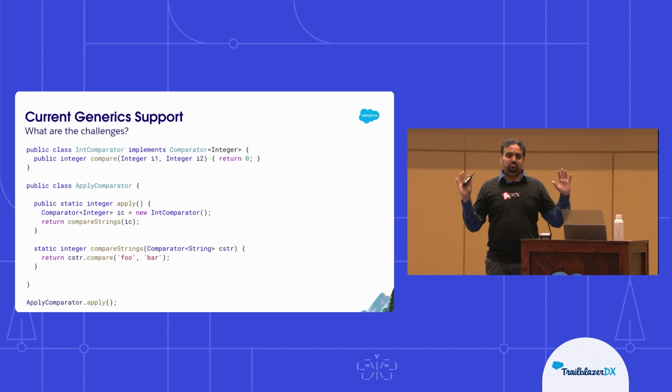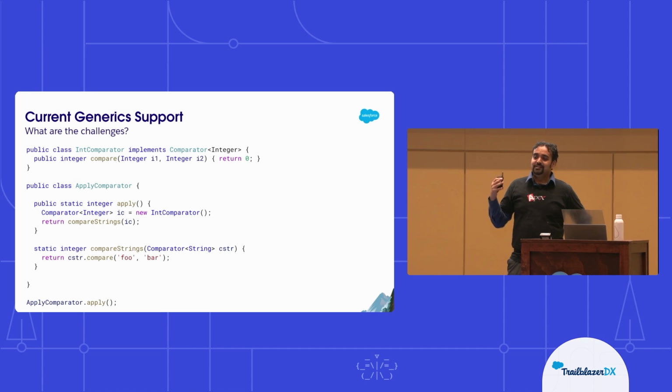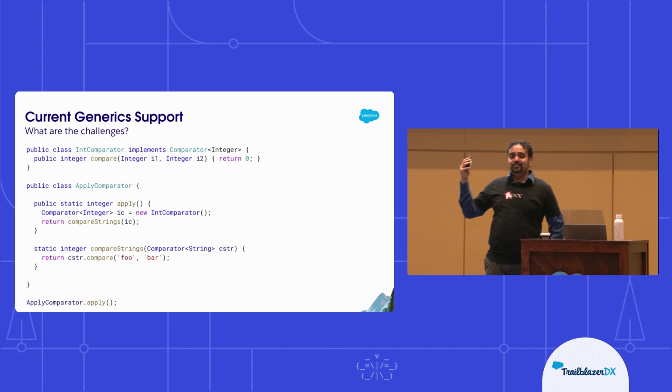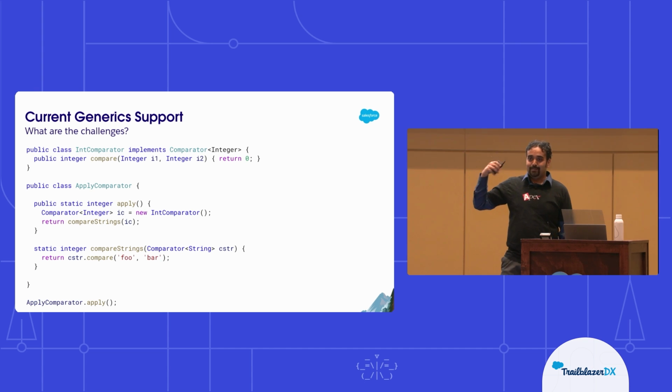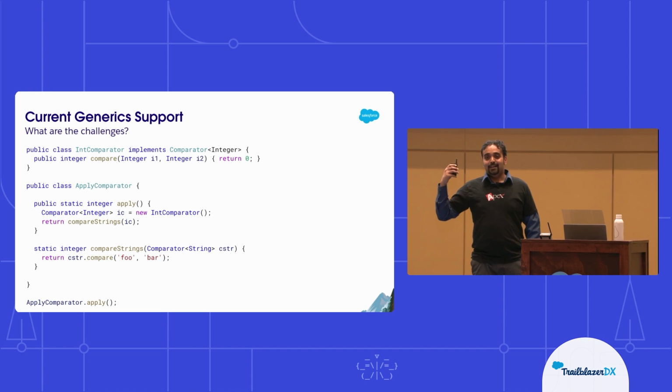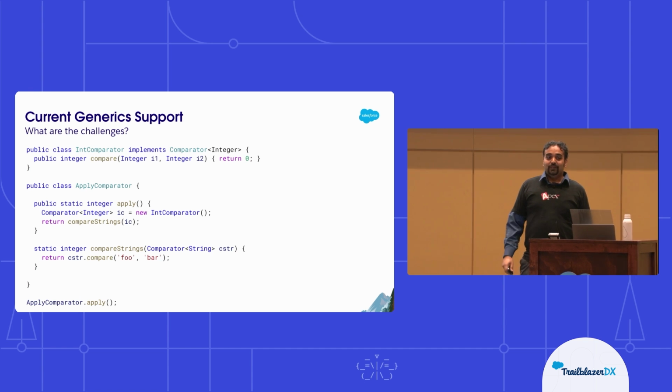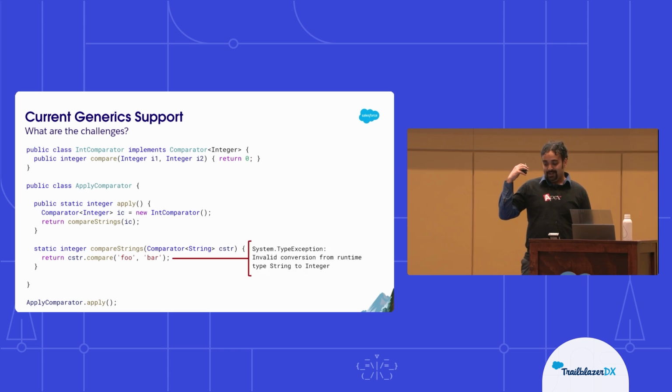Sometime later, for some strange reason, the developer felt, let me try this with strings. And so he decided to create a method called compare strings that takes a comparator of string and then passed it the integer comparator. Again, much to our great disappointment, this code compiles. And this code not only compiles, it fails when you call the apply comparator apply method, it fails with a runtime error that says, oh, you can't convert an integer to string.